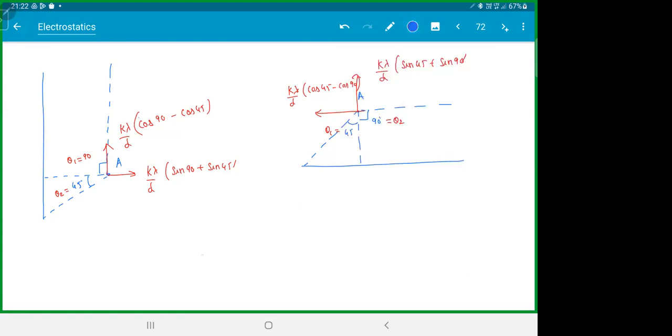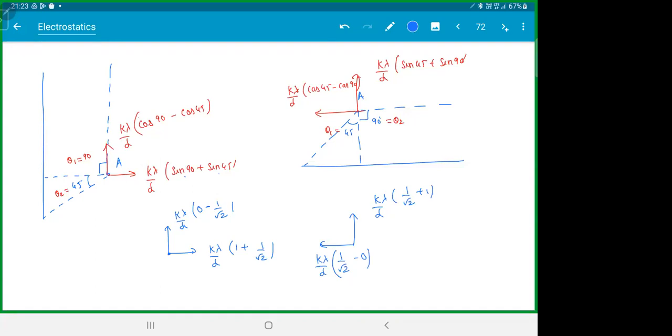If I put all of them, sin 90 is 1, sin 45 is 1 by root 2. So k lambda by d (1 plus 1 by root 2). Vertical component will be k lambda by d (0 minus 1 by root 2). Actually that was negative, meaning it is downward, the sign will take care of it. You don't get confused about which direction to take, you just stick to the convention. And the other vertical component will be k lambda by d (1 by root 2 plus 1), and this will be k lambda by d (1 by root 2 minus 0).